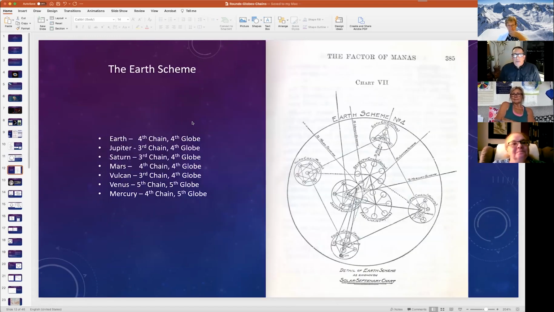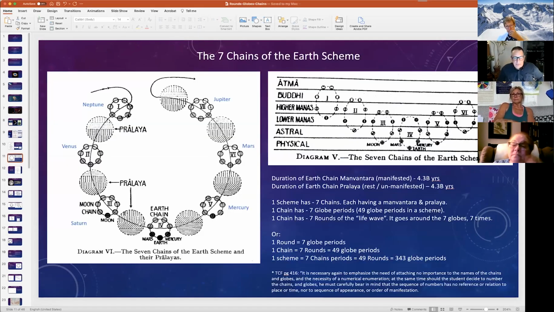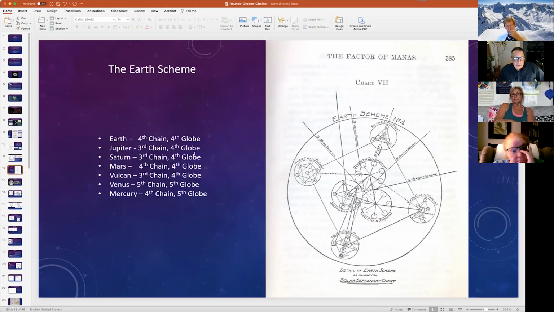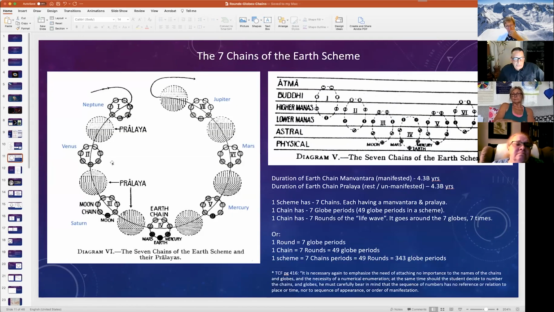So this is just an up close of the Earth scheme from Cosmic Fire with this other table that was on the other thing, just showing you where the other things are. Earth is in its fourth chain, fourth globe. So see, fourth chain, fourth globe, this is where we are. Jupiter is in its third chain, fourth globe. So Jupiter is in something analogous to our moon chain, also on its fourth globe, but its fourth globe, you'll see, is only on the etheric.